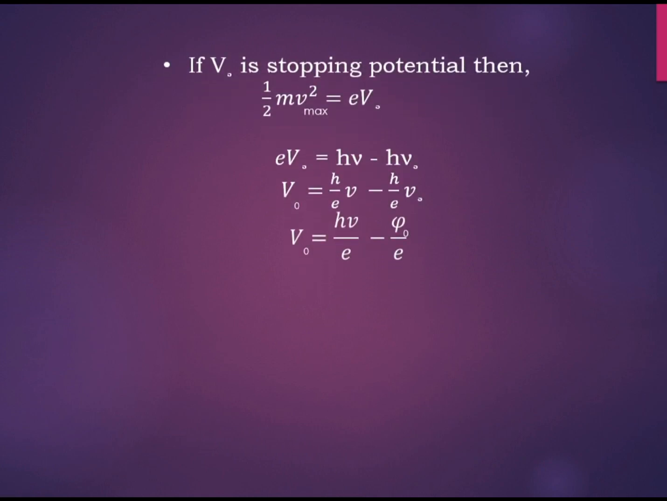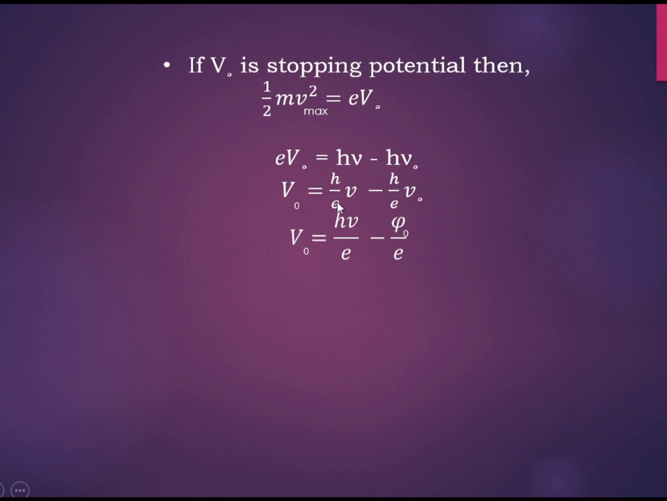Now the second thing was, what is stopping potential? We can derive it. It is the potential which is required to stop the electron with maximum kinetic energy from reaching the collector plate. Let us suppose the maximum kinetic energy of the electron is half m v max square, which is equal to e V naught, where V naught is the stopping potential. Now from here, by solving it further, what we'll get?